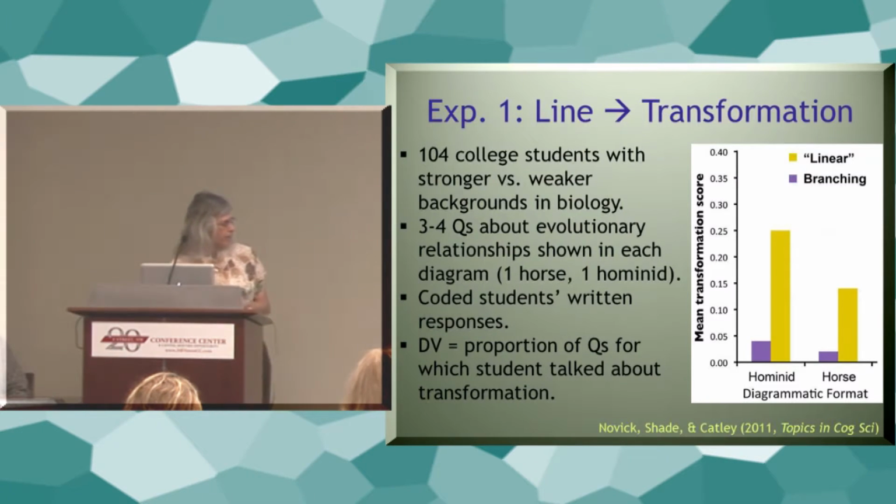You can see in the graph here that whether we had diagrams depicting hominid evolution or horse evolution, when those diagrams had linear components, students were much more likely to provide these incorrect transformational explanations of speciation than when we gave them branching diagrams. In fact, with branching diagrams, these transformational explanations are almost eliminated.